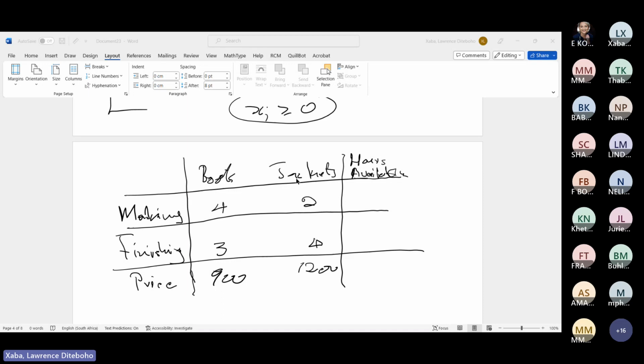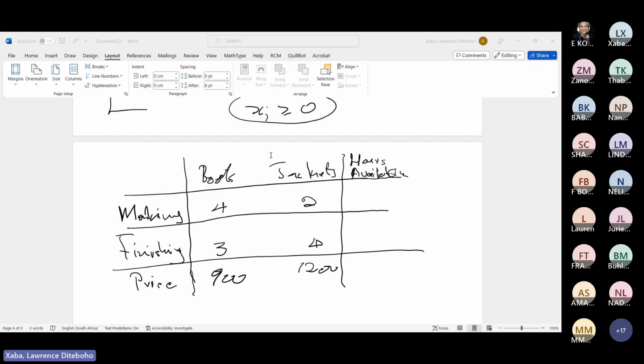Okay, if you look at the problem, it says a manufacturer of leather articles produces boots and jackets. The manufacturing process consists of two activities, namely making, which is cutting and stitching, and finishing. So these are the two processes that jackets and boots must go through. There are 800 labor hours available per month for making the articles and 1,200 hours for finishing them.